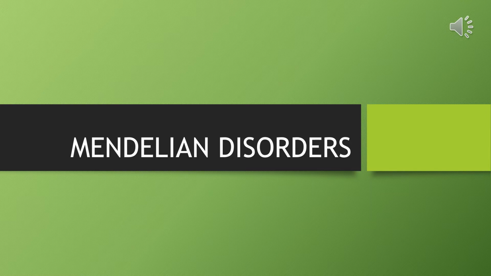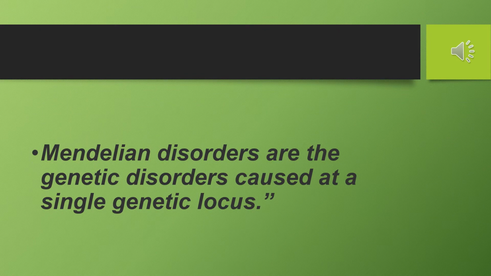What are Mendelian disorders? Mendelian disorders are named after the great scientist Gregor John Mendel, who is also the founder of modern genetics. In this video, we are going to know about this concept in detail. So basically, we can say that Mendelian disorders are the genetic disorders caused at a single genetic locus. Locus is a specific physical location.